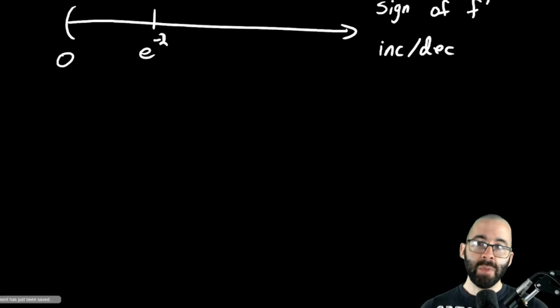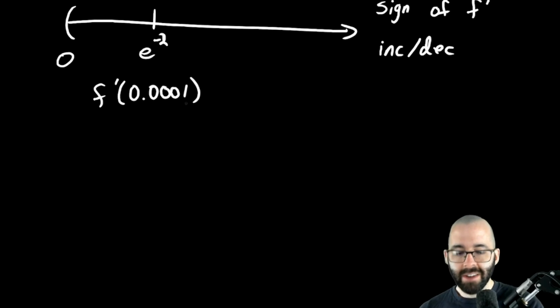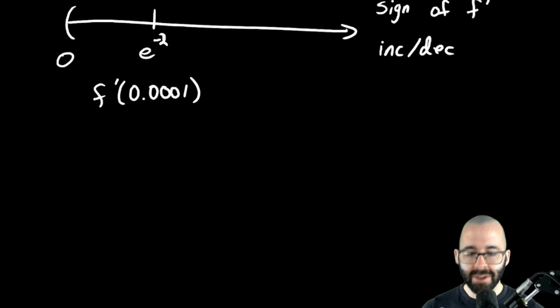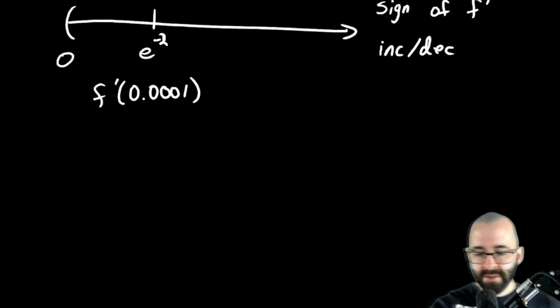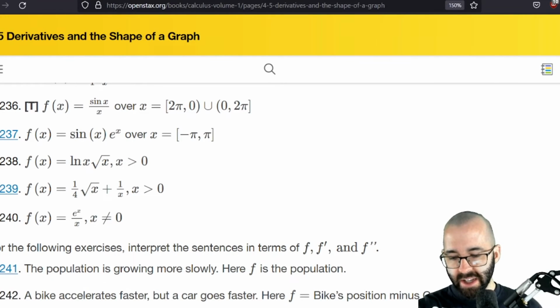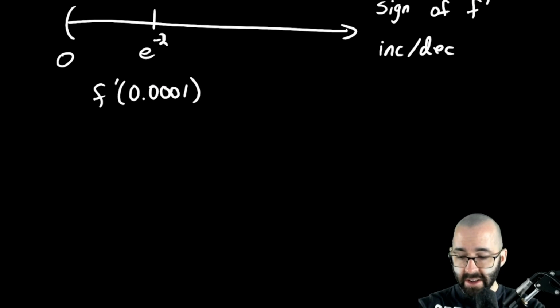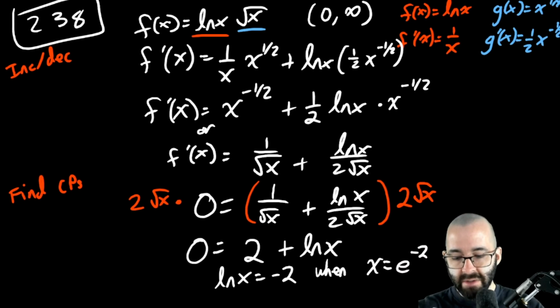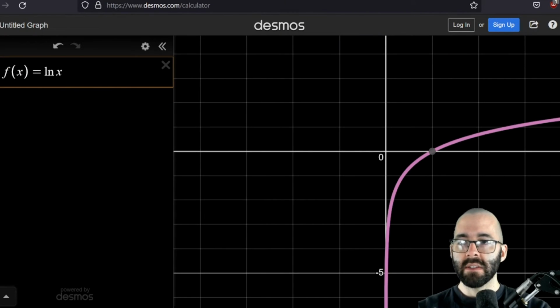So again, you might want to find out what e to the negative 2 is, or you can just plug in something really, really small. I know that something really, really small is going to be in that interval. So plug that into our derivative. I'm going to use a calculator. We'll use Desmos. Our function is ln x times the square root of x.